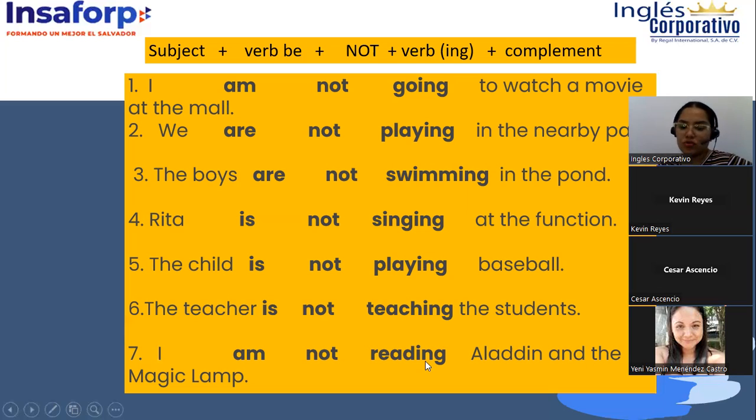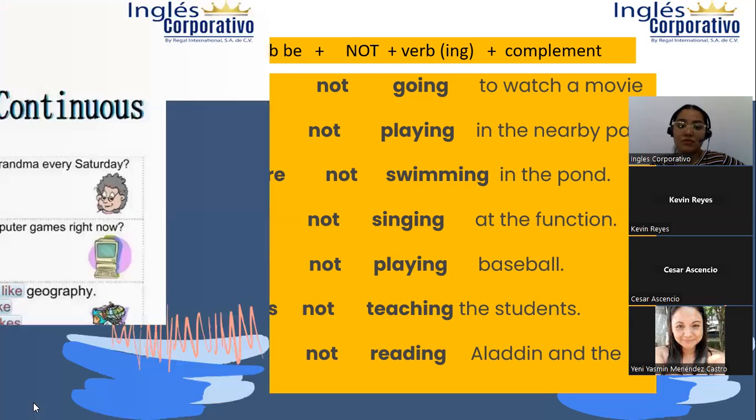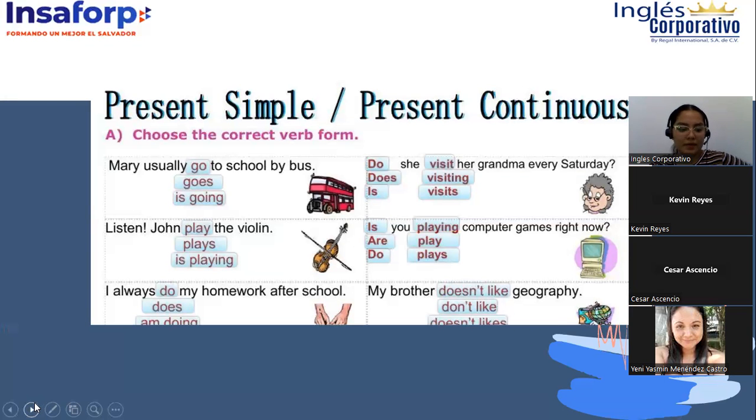Solo que nosotros utilizamos ing. Eso sería nuestro endo, ando, like in Spanish. Estoy comiendo. Estoy jugando. All right? Okay, perfect. I think we don't have any questions here. Creo que eso está súper fácil. We only use not. Okay, if you have a question, please let me know.